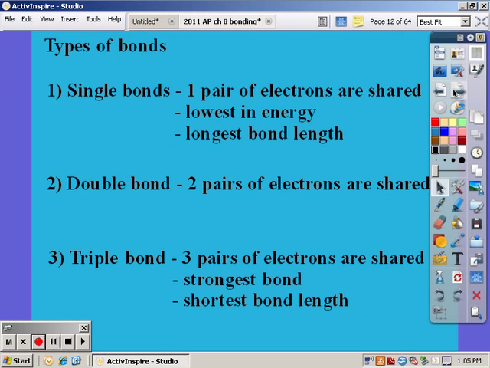A single bond consists of one pair of electrons being shared. It's the lowest in energy and it's the longest bond length. Double bonds have two pairs of electrons being shared, and triple bonds are the shortest and strongest, and you have three pairs of electrons being shared.